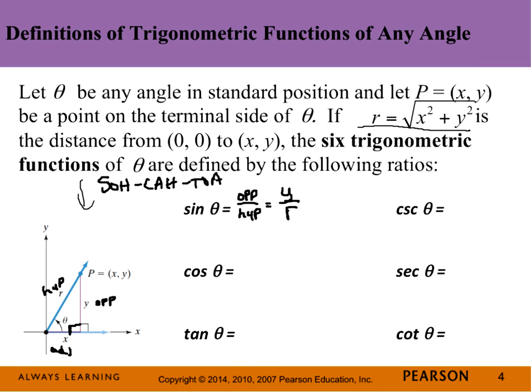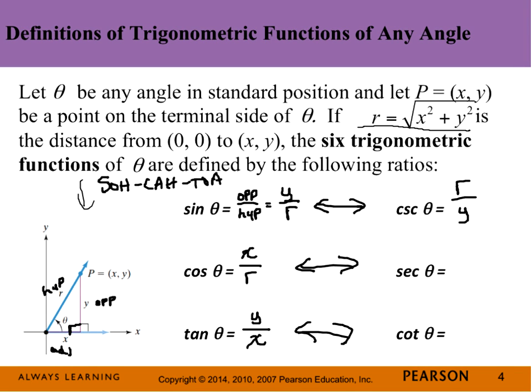Just running through these real quick, cosine is going to be adjacent over hypotenuse, or x over r. Tangent is going to be opposite over adjacent. And with the cosecant, secant, and cotangent, they are just the inverse of their partnered functions. So we have r over y, r over x, and x over y.